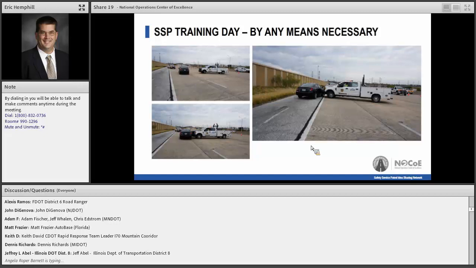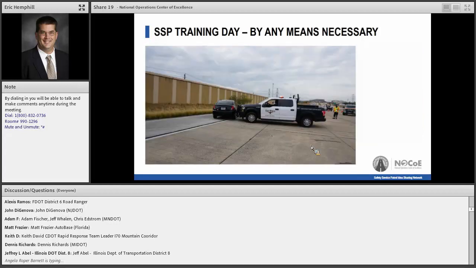We talked about it already. This is just a couple pictures of by any means necessary. This vehicle started in traffic, and Dallas County, using their car, just pushed it quarter panel by quarter panel over a couple lanes until they got it to the shoulder. Next slide, please.